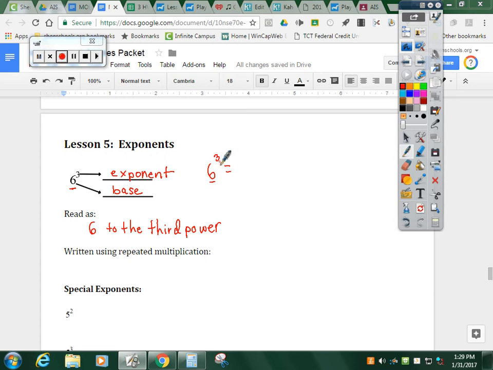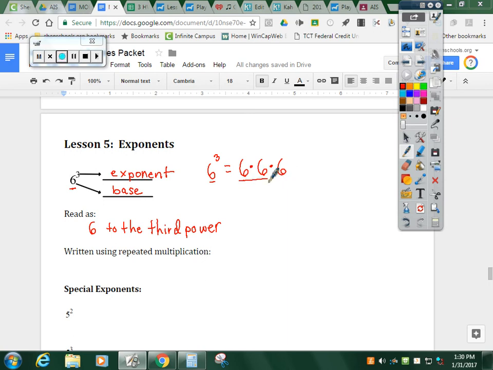It means this exponent tells you how many of the base that you have. So I have 3 6s, and exponents are repeated multiplication. Okay, so 6 to the third power is 6 times 6 times 6. I'm also going to tell you how to evaluate this or solve for it. I use what's called the check mark technique.